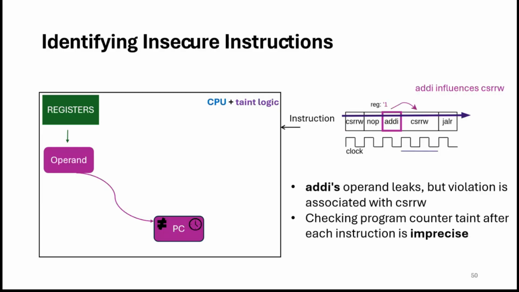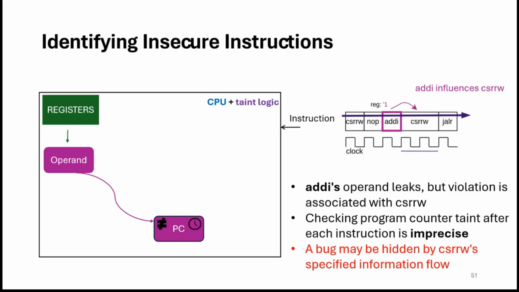In reality, it could happen that, like we have seen at the beginning, the add's operand was changing the CSR write's behavior. So actually it was the add's operand that was leaking. And because of the classification, CSR writes are allowed to change the program counter implicitly. So if we got a CellIFT violation, we would think that this is no violation at all and would miss such bugs. So we cannot take this approach of always tainting the operand and checking one by one.